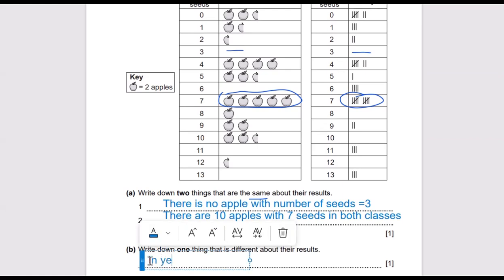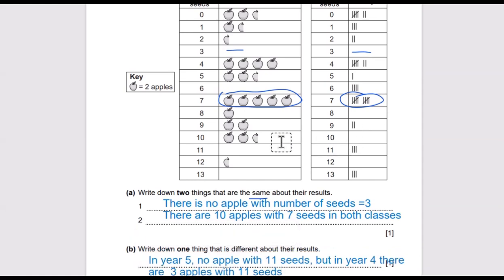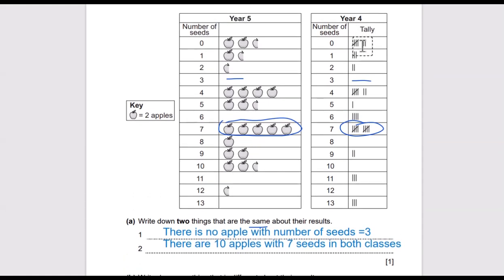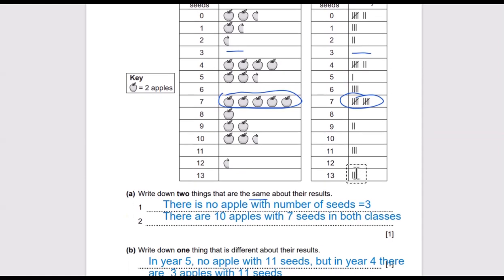In year 5, no apple with 11 seeds, but in year 4 there are 3 apples with 11 seeds. Alright, because the number of seeds is 11, so no apple in year 5 and 3 apples in year 4, right?